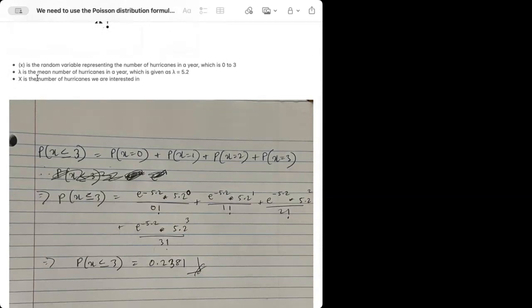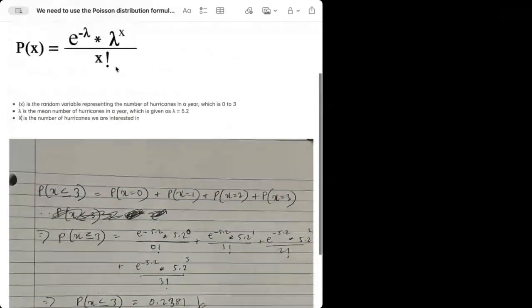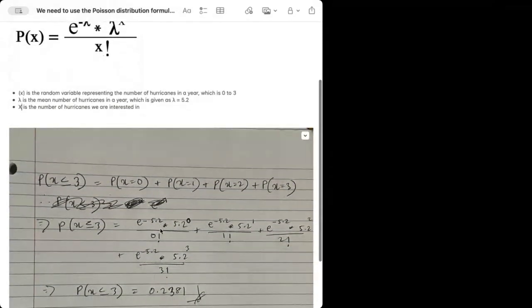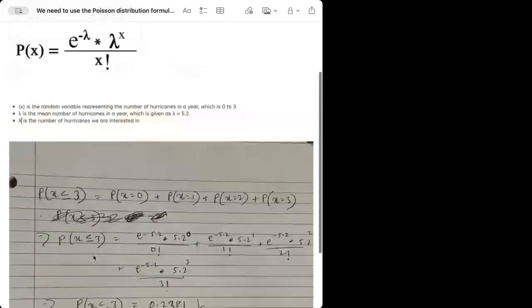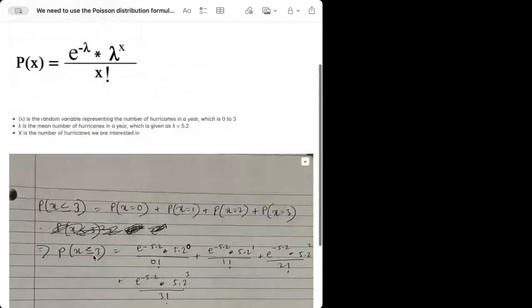Then the bottom x is the number of hurricanes we're interested in. Yes, you're right, so they are the same notation. I was just trying to distinguish between the x on the left-hand side and the x's we plug into the formula. So it's simply plugging in the values into the formula itself: e to the power negative 5.2, with x equal to 0, 1, 2, 3, and the final answer is 0.2381. The final answer is about 24%. Yes, 24%.